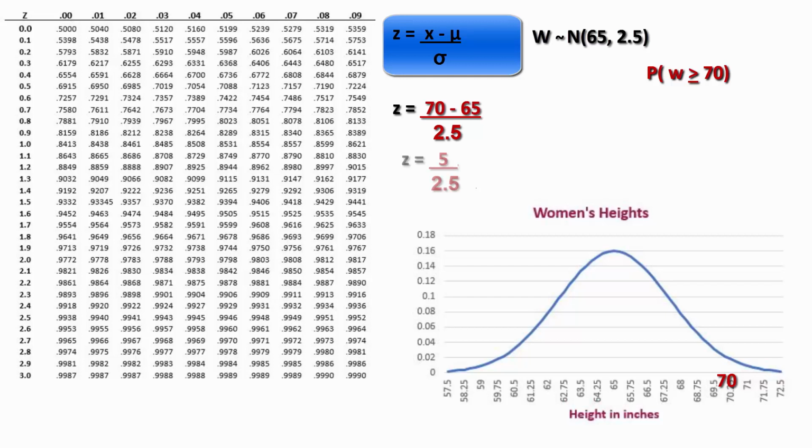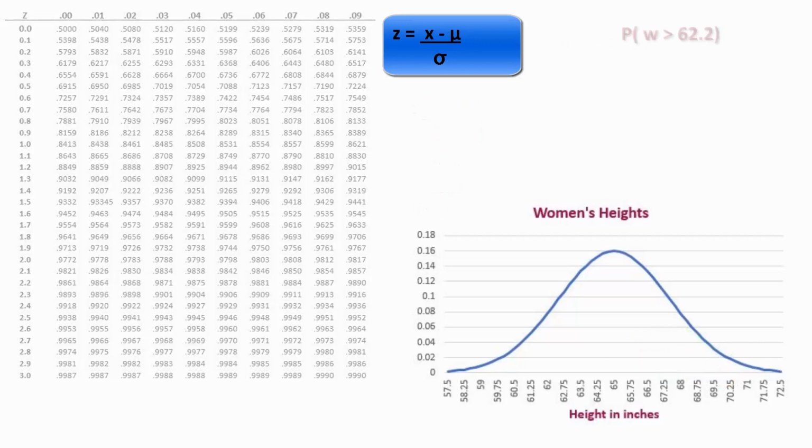70 minus 65 yields a difference of 5 inches, meaning that 70 is 5 inches to the right of the mean. A z-score tells us how many standard deviations from the mean we are. This is why the difference of 5 inches is divided by the standard deviation of 2.5 inches. This tells us that 5 inches is exactly 2 standard deviations right of the mean. Hence, z is equal to 2.